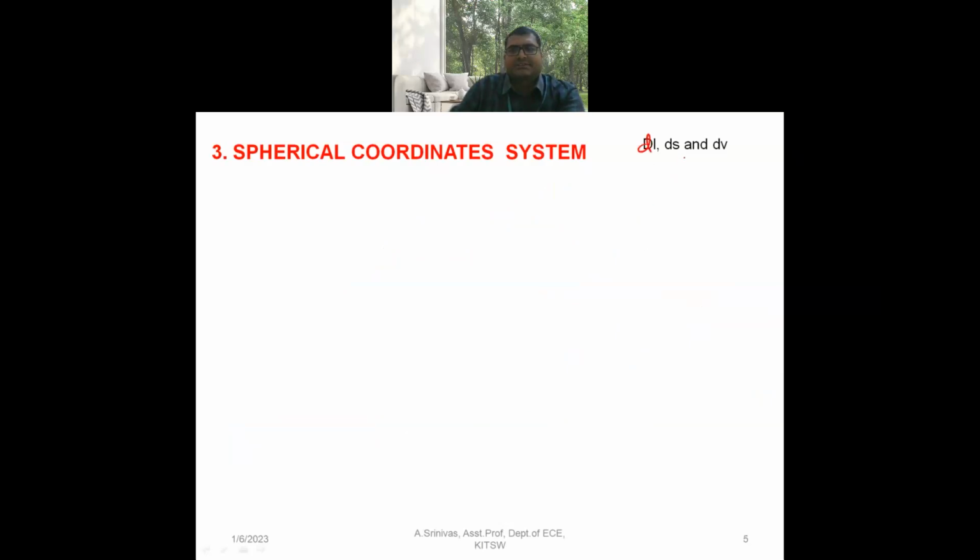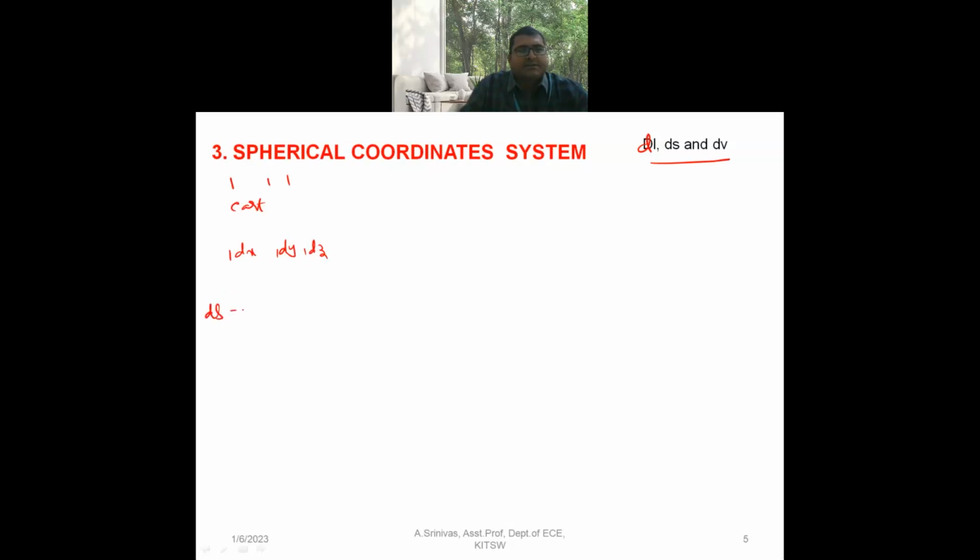Differential length, differential normal surface and volume in Cartesian, cylindrical and spherical coordinate systems. In Cartesian coordinate system, you just remember 1, 1, 1. The differential length elements are dx, dy and dz, 1, 1, 1.